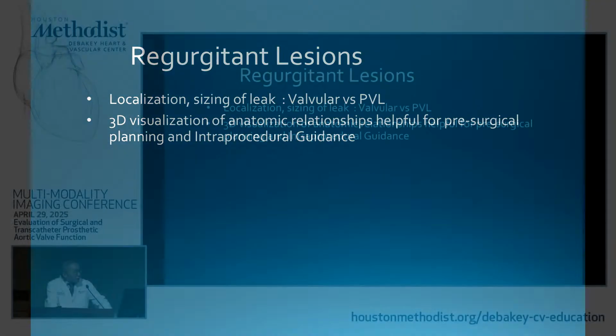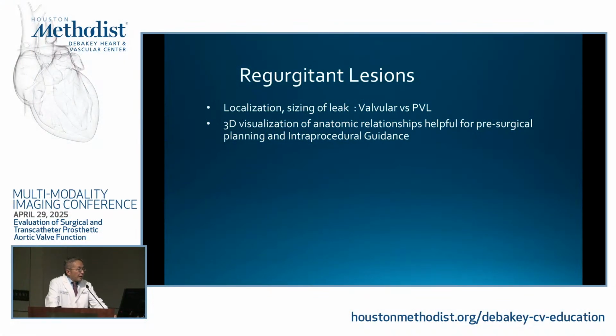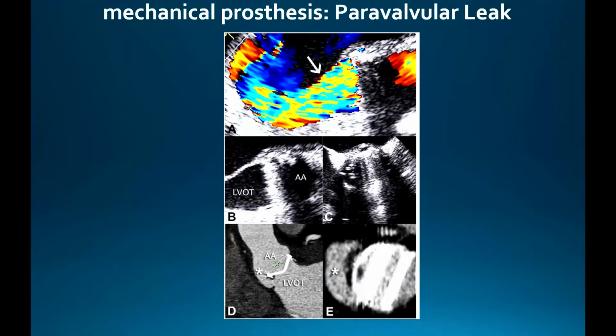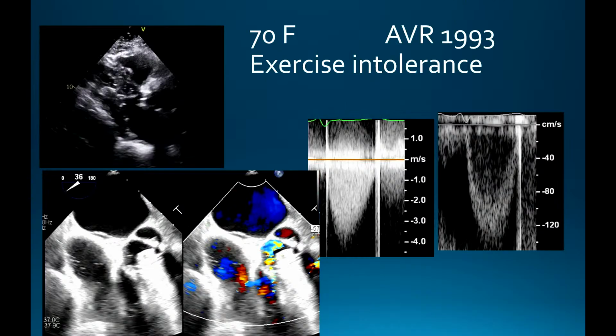So regurgitating lesion, we talked about the potential role of CT earlier. In a case like this, we have a huge gap and a huge jet on CT. So this is not a diagnostic issue. It's mostly for planning, to see if the gap is too big to close. So that's for a mechanical aortic valve with paravalvular leak.